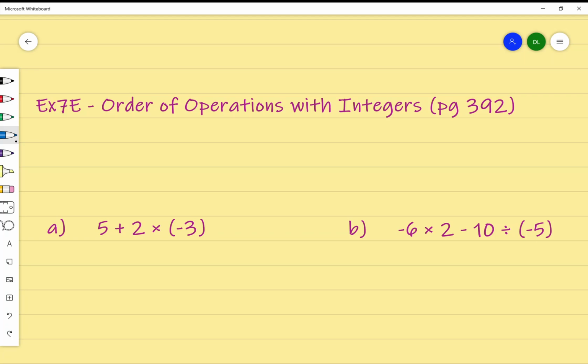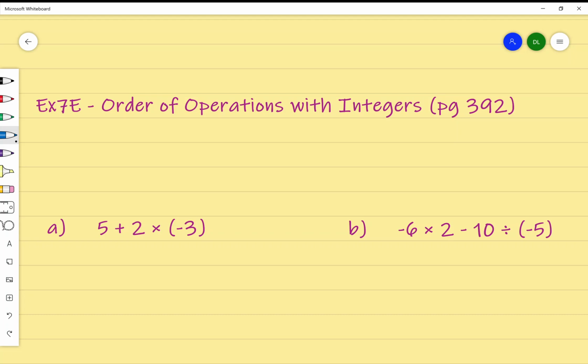Alright, this is exercise 7E on order of operations with integers, page 392 of your textbook. So, order of operations, what does that mean to you guys? Order of operations. Taylor? BODMAS, awesome. Order of operations is just another word for saying BODMAS.